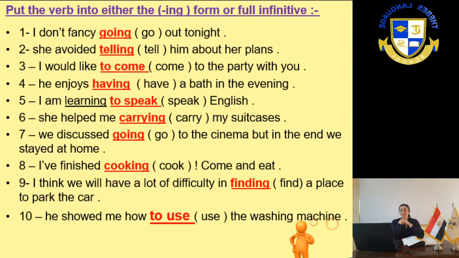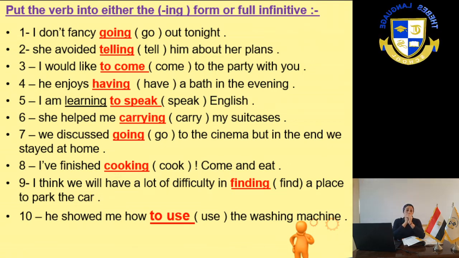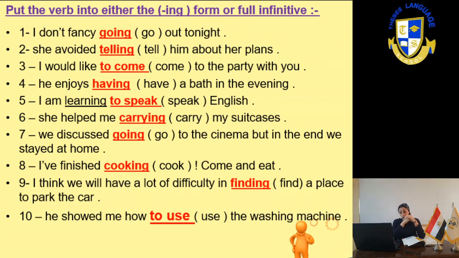I would like. Here, yes, exactly. Please, I want all of you to notice something. Here I said I would like. I didn't say I like. If I say I like, in this case I'm going to use verb plus ing. But if I use would like, in this case I'm going to use the full infinitive. So I would like to come to the party with you.